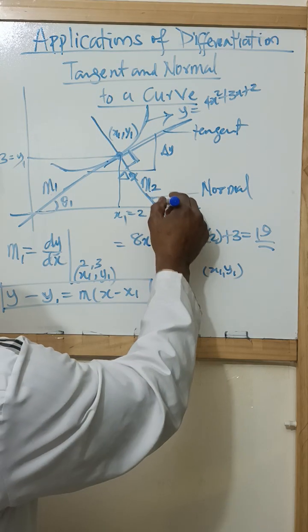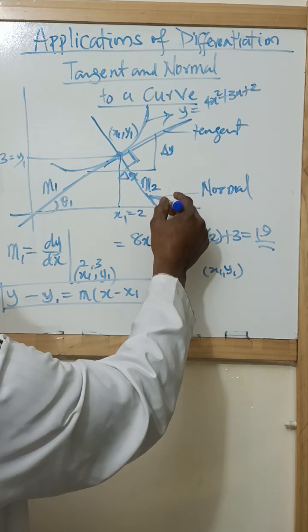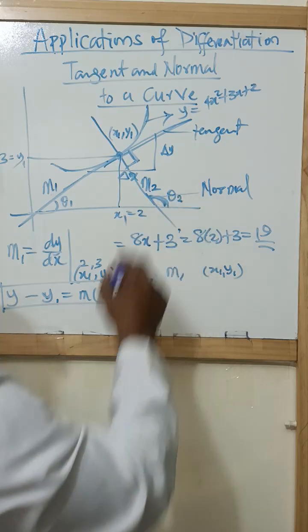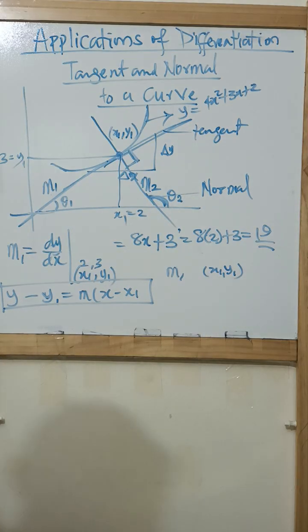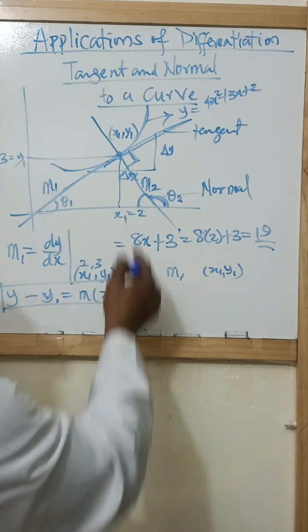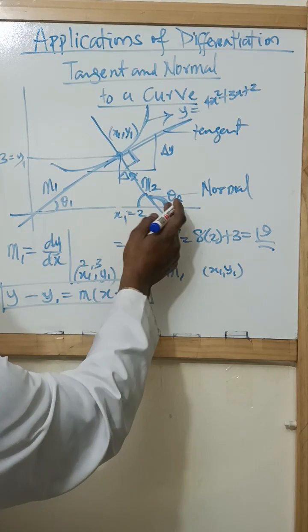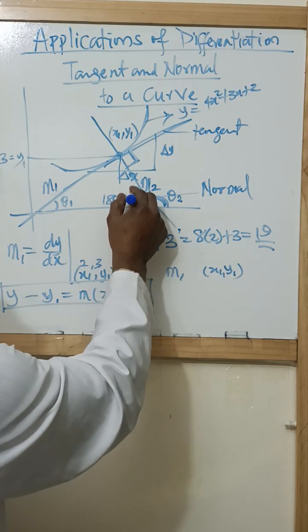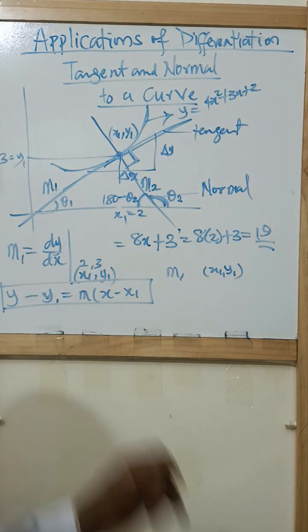And this is M2. Let's say this is theta 2, right? You see this angle and this angle. What is the angle here? We know the angle on a straight line is 180. So this is going to be 180 minus theta 2, right?